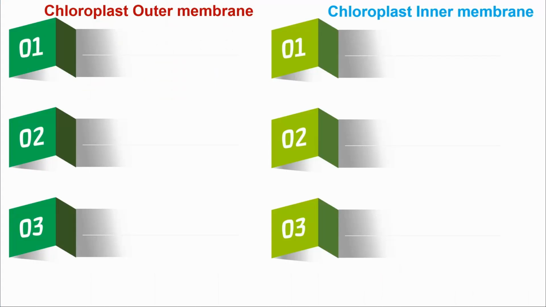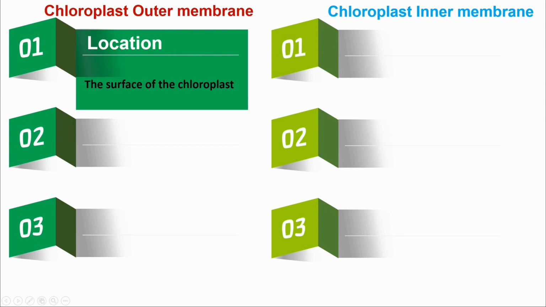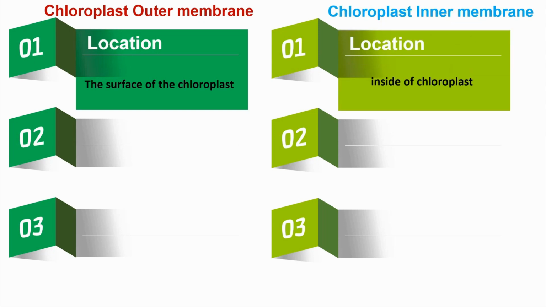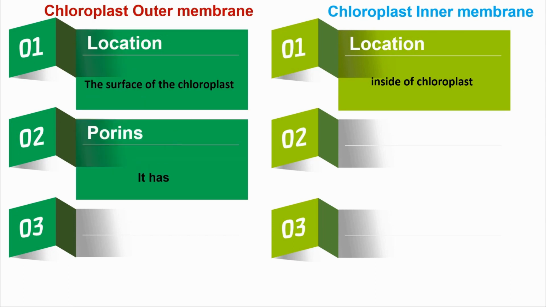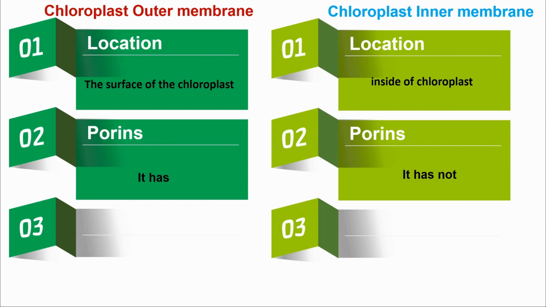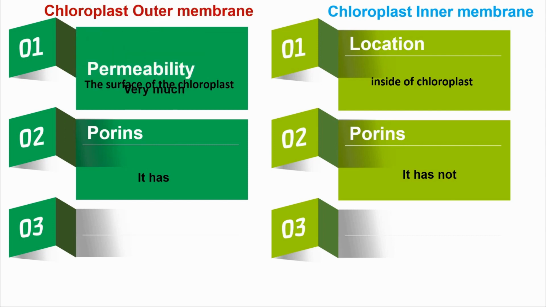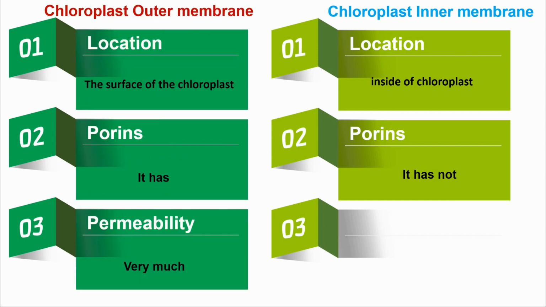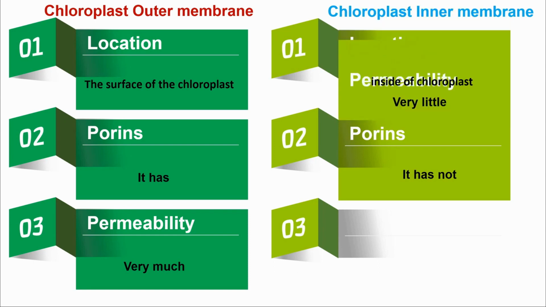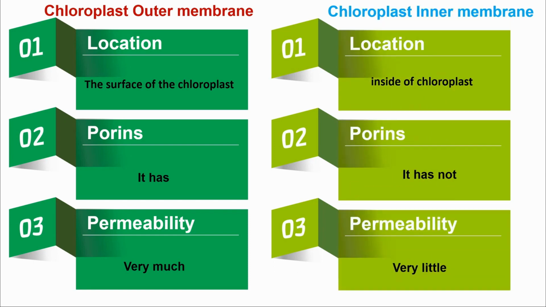Now I want to compare chloroplast outer membrane with chloroplast inner membrane. Location of outer membrane is the surface of the chloroplast, but location of inner membrane is inside of chloroplast. Outer membrane has porins, but inner membrane has no porins. Permeability of outer membrane is very high, but permeability of inner membrane is very little.